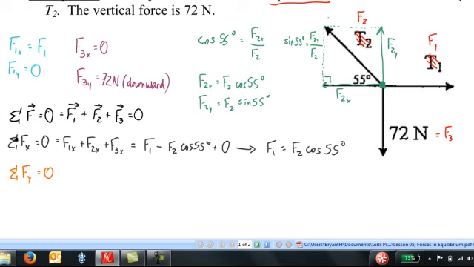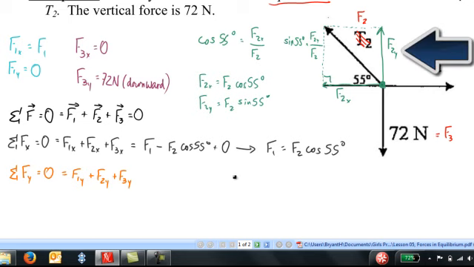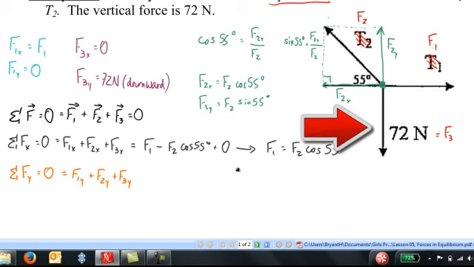The sum of the forces in the y direction equals 0. I need F1y plus F2y plus F3y equal to 0. Again, I need to pay attention to signs. If we're calling up positive and down negative, then the way that I would substitute is to say that F1y, which is equal to 0, plus F2y, which is F2 times the sine of 55 degrees, minus 72 newtons, all of that is equal to 0.